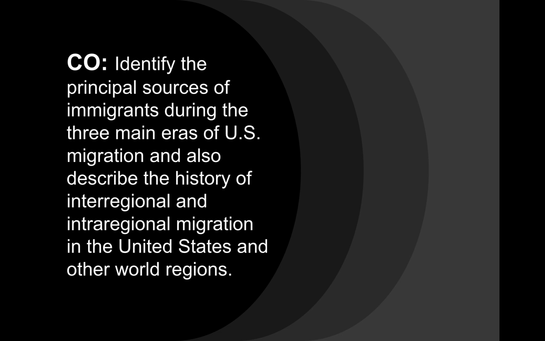Migration, key issue 2. Content objective: identify the principal sources of immigrants during the three main eras of U.S. migration and also describe the history of interregional and intra-regional migration in the United States and other world regions.